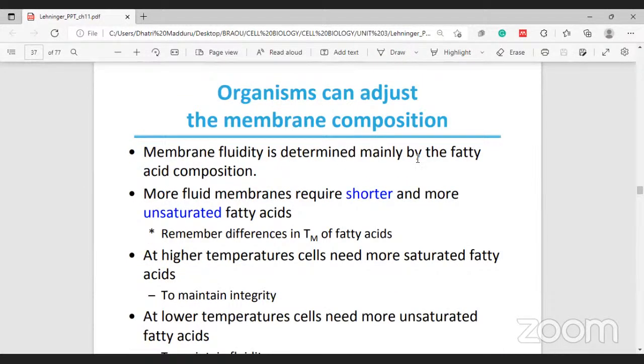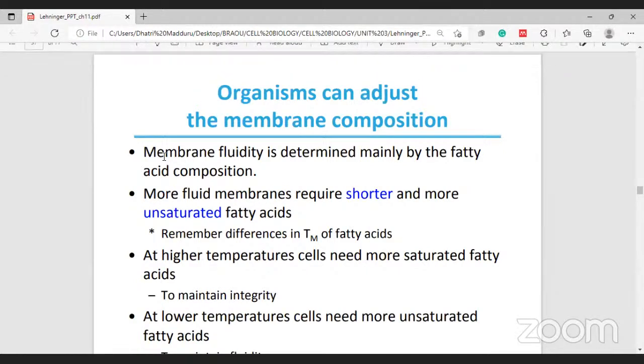So membrane fluidity is determined mainly by fatty acid composition. Fluid membranes have fatty acid chains that are short and more unsaturated. Unsaturated fatty acids means more double bonds. So just assume you have a fatty acid chain which is straight. At some portion, like maybe the fifth carbon, you have a double bond. Wherever the double bond is, there will be a small bend, and then it will go straight.